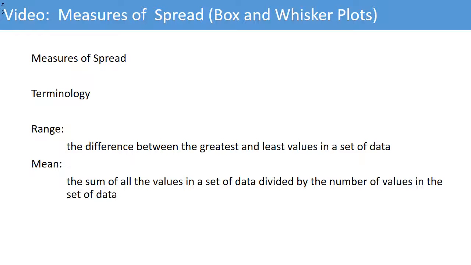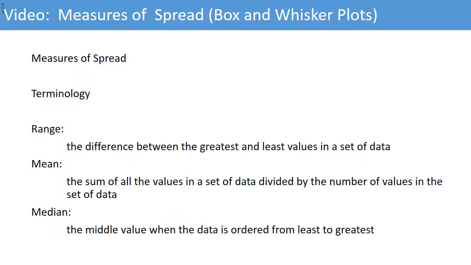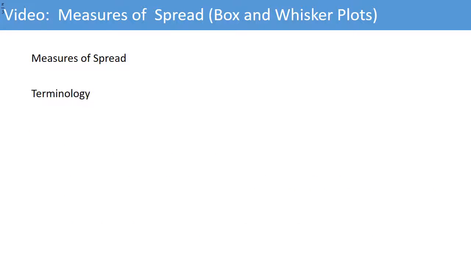The mean is the sum of all the values in a set of data added together, divided by the number of values in the set of data. The median is the middle value when the data is ordered from least to greatest. Now, let's continue on with our terminology.